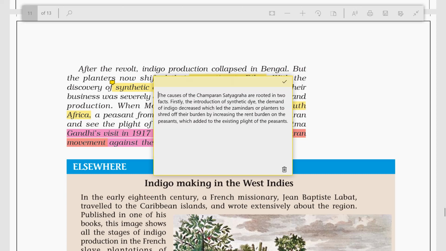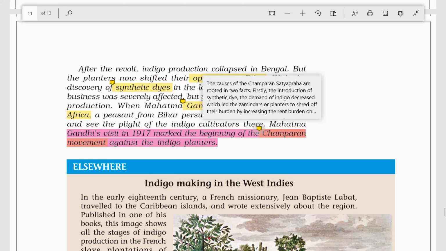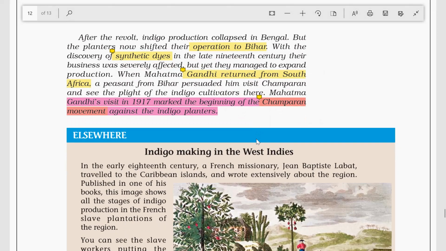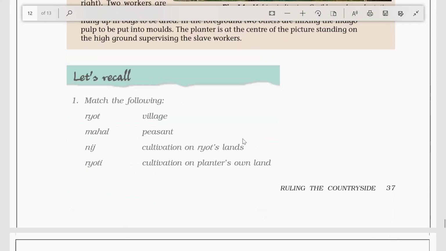Now, what was the Champaran movement? We can say that it began with the introduction of synthetic dye. The demand for indigo decreased, which led the zamindars or planters to shed their burden by increasing the rent burden on the peasants, which added to the existing misery of the peasants. That means the tax which the government was taking before from the planters was now increased.